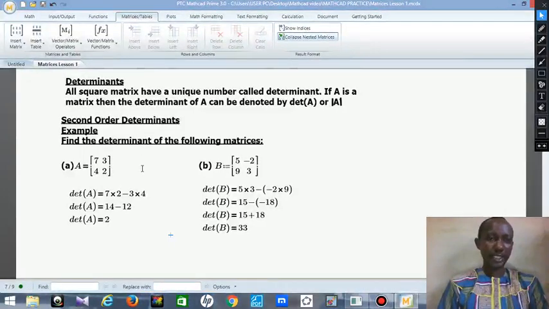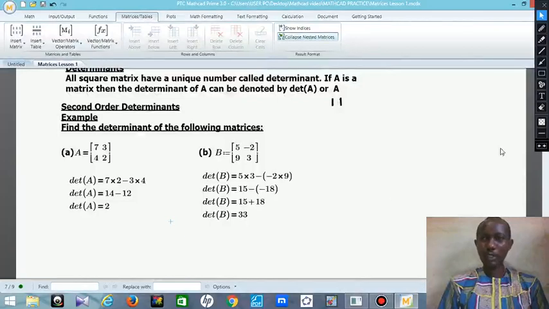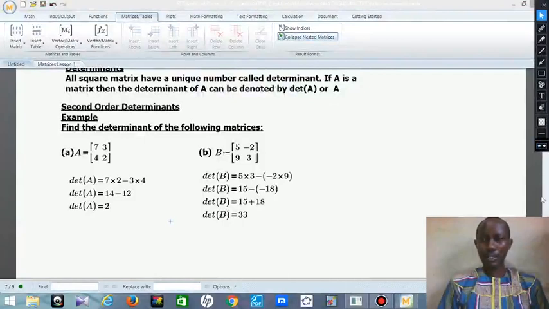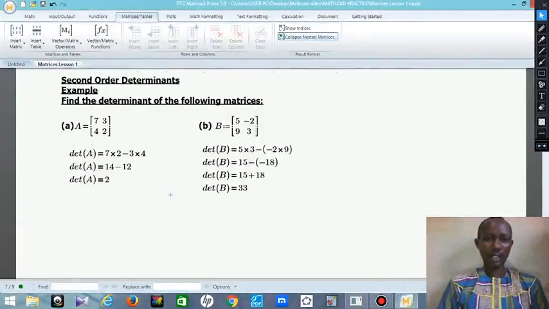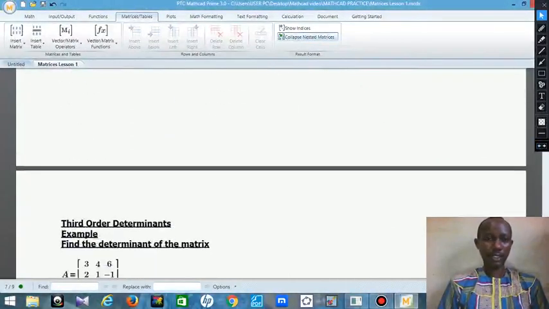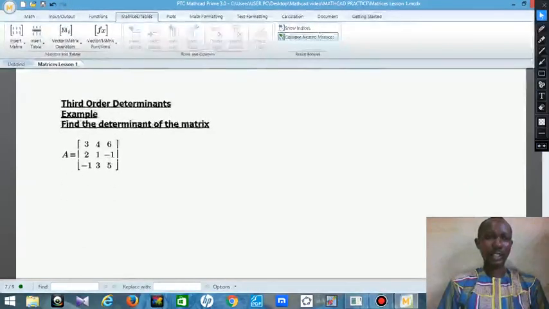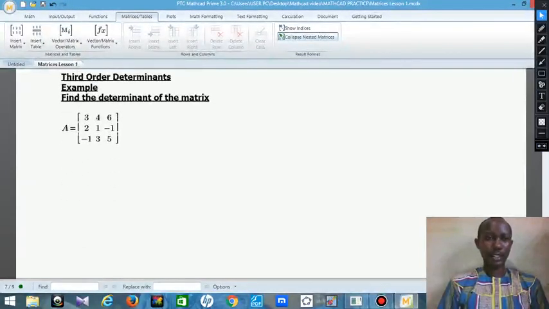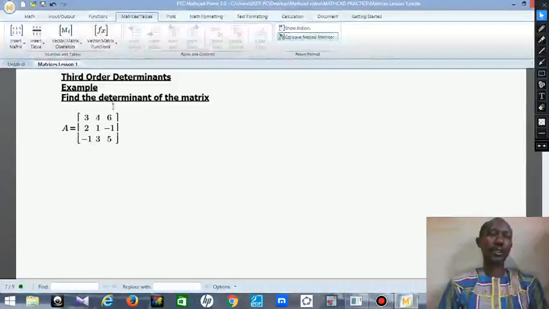Let's do the 3 by 3 matrix, and that's the end of our lesson for today. For the 3 by 3, you just need to pay attention and follow very well. It has some rules. It will not be straightforward like this. You need to apply some other steps. So just take note, just listen very well. It's a simple approach, it's not difficult. So let's look at this third order determinant, which is a square matrix of 3 by 3. 3 rows, 3 columns.